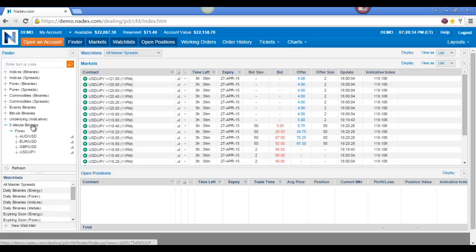And that's where, for evening time, the five-minute binaries may be more what you're looking for, because you literally have 11 expirations an hour on four different Forex pairs. All right, so you literally have 44 opportunities an hour to trade, okay?